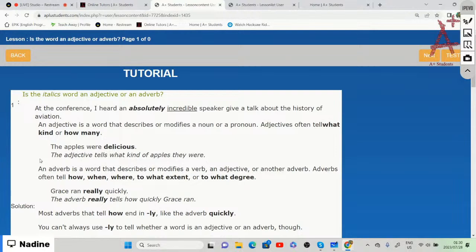And that is adverbs. So basically, remember, an adverb describes or modifies a verb, an adjective, or another adverb. And it often tells us how, when, where, to what extent, or to what degree. And usually the adverbs that tell us how, they usually end in ly. For example, quickly ends in ly.